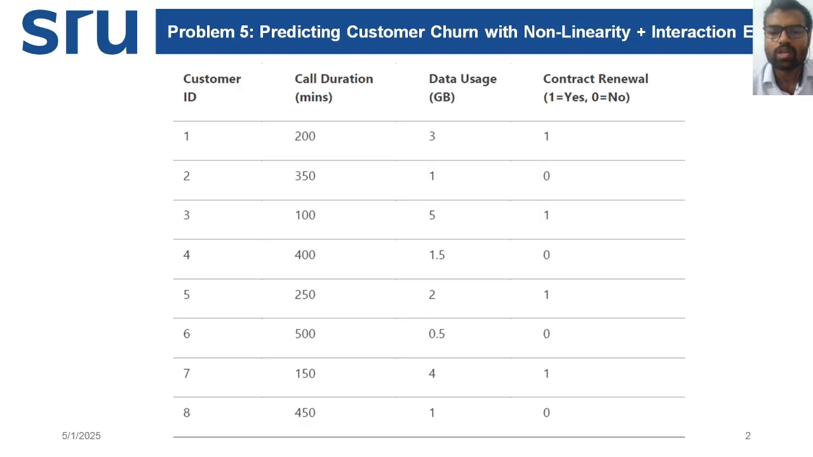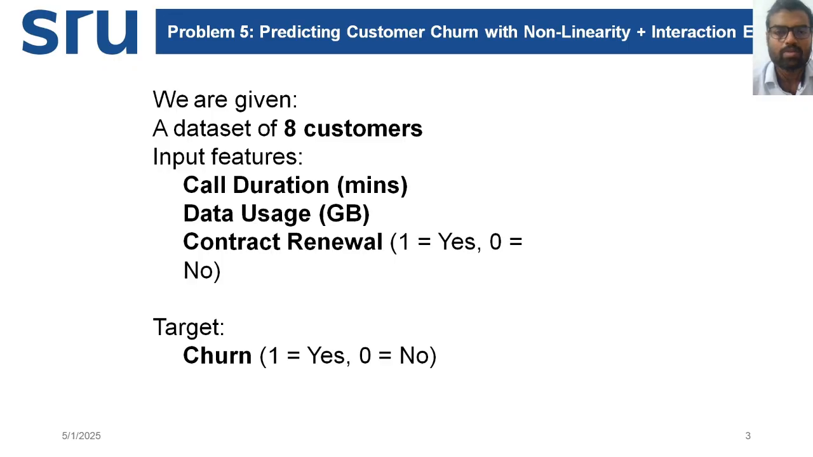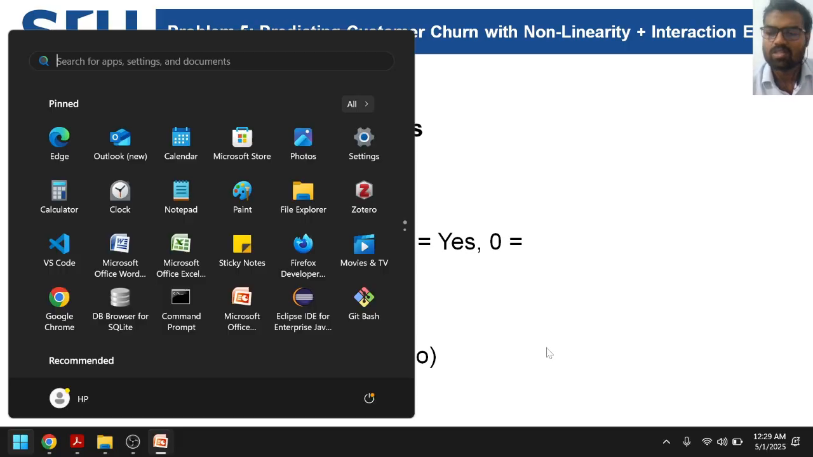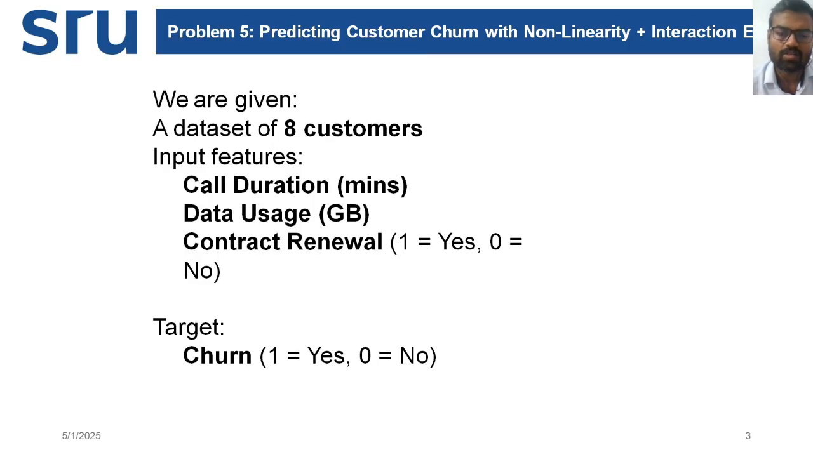Observe, there are 8 customers here, with total call duration in minutes, data in GB, and contract renewal yes or no. In this way the target is churn, where 1 equals yes and 0 equals no. This is how we're going to see it.